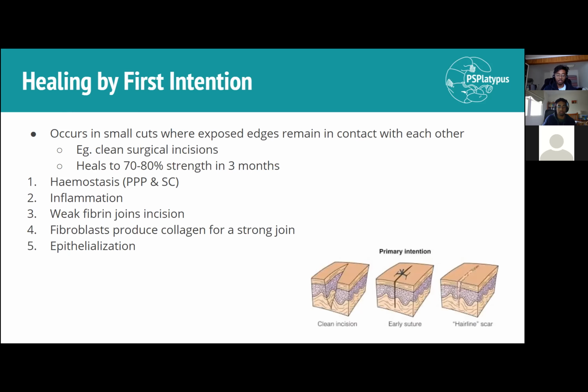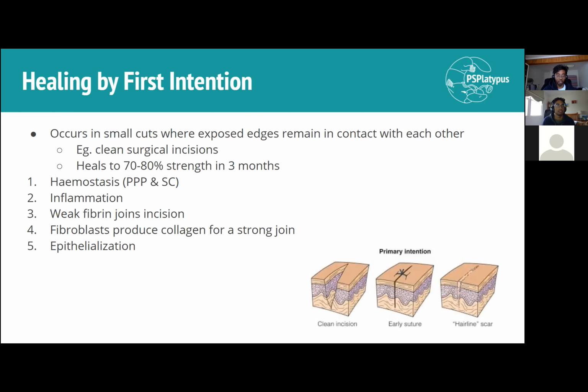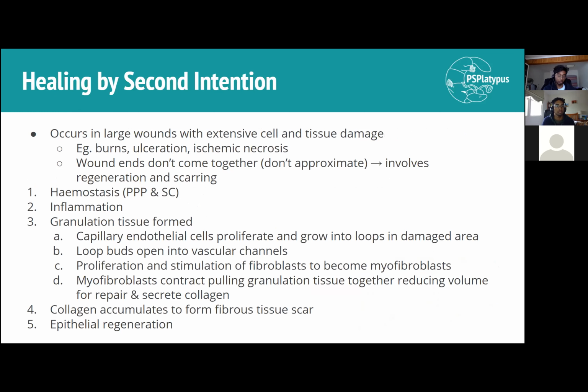So yeah, if the injury is more severe, you're gonna see more scarring. But if the first intention healing is like a paper cut, the first intention healing still applies, and you're not going to see scarring. So it's very situation dependent. But in the case of scarring occurring, there's typically also some regeneration, as we can see in the slide. So even when wound ends don't come together, it involves both regeneration and scarring.